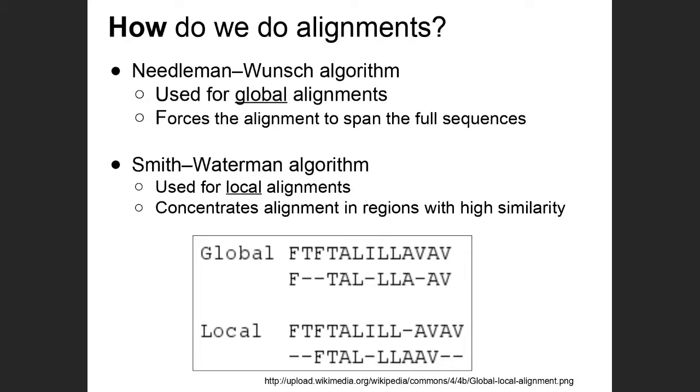So this T could have been lined up with this T or with this T. In this case, the algorithm preferred to put a gap here and shift this T that was here to match this one here. And then the F doesn't match anything, so it was best to put a gap there. You're going to do something called dynamic programming.